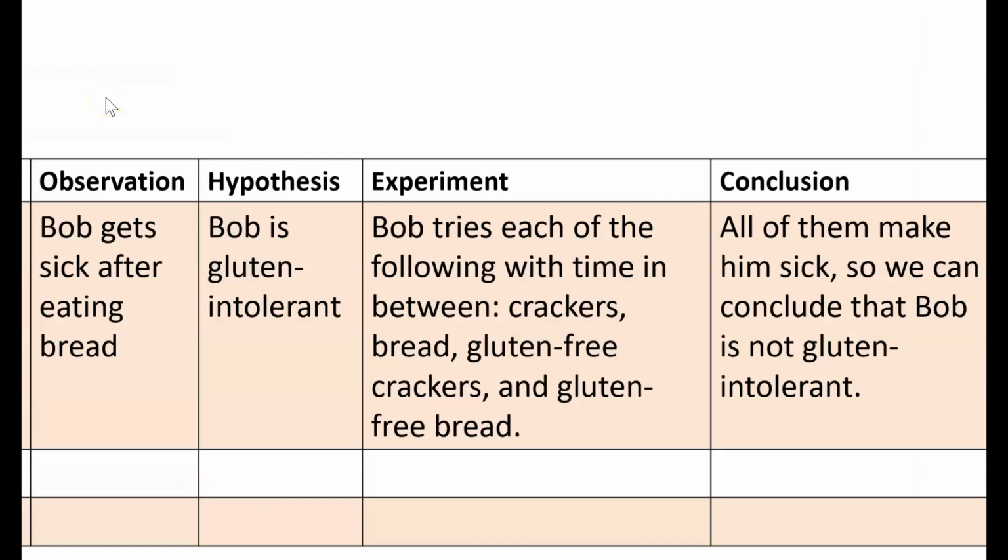Here's another example of the scientific method in action. In this case, Bob gets sick after eating bread. Bob makes the hypothesis that he's gluten intolerant. He performs an experiment. He tries each of the following a time in between: crackers, bread, gluten-free crackers, and gluten-free bread. But all of them end up making him sick. So the conclusion that we can make is that Bob is not gluten intolerant. This experiment does not support his hypothesis.